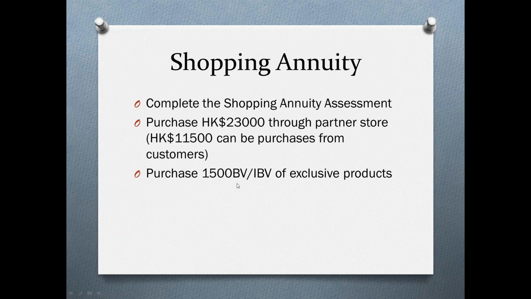Purchase 1,500 BV and IBV within the quarter on our exclusive products. Again, here it doesn't specify how much must come from your customers, as long as it's from your account, it's okay. And so that's the shopping annuity. If you want to make this passive income, over time you have to go into it and try to do it until you make it happen. From then on, you teach your customers and your downline to do that, and over time you'll see this passive income coming in.